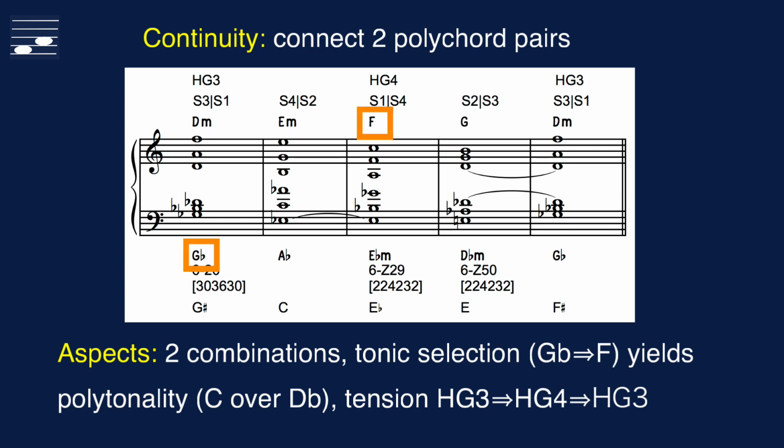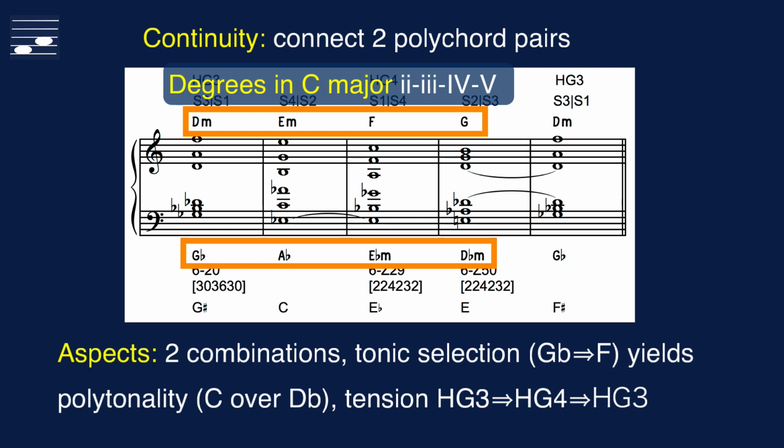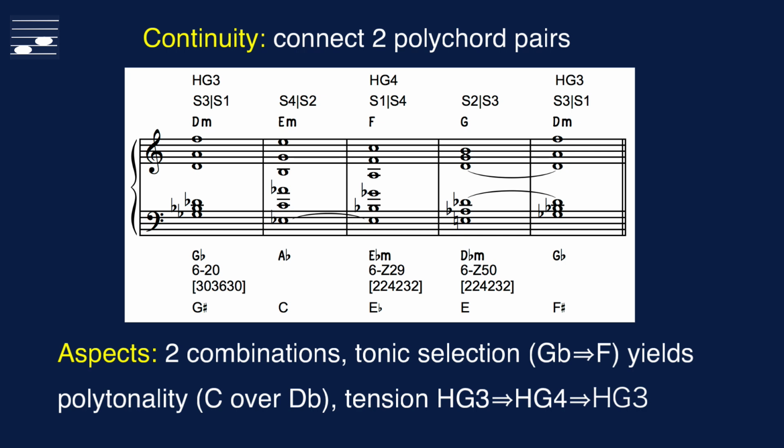In this case, moving from tonic G flat to F, the upper layer triads are D minor, E minor, F and G major. This sequence corresponds to the triads on diatonic degrees 2 to 5 in C major. The lower layer hints at the key of D flat major or minor, but we have achieved polytonality here.